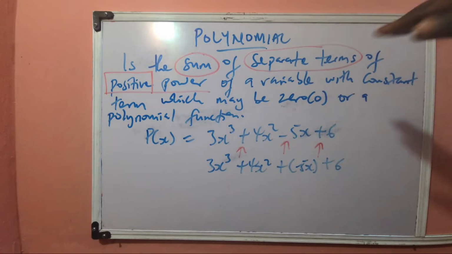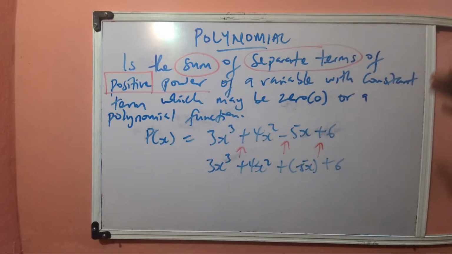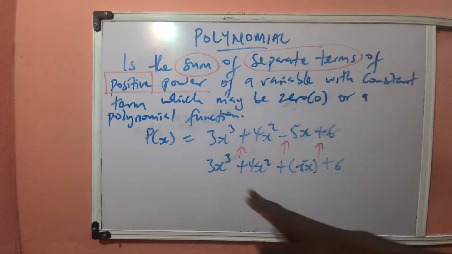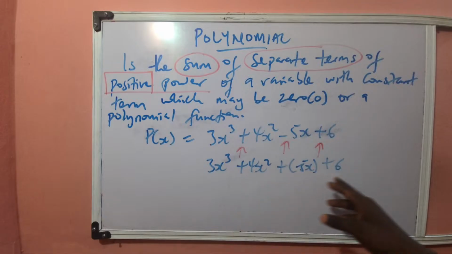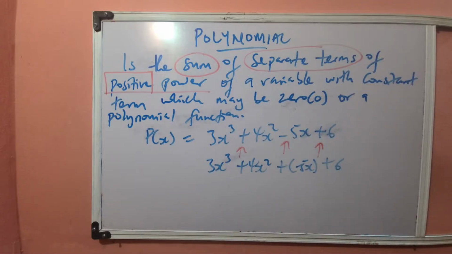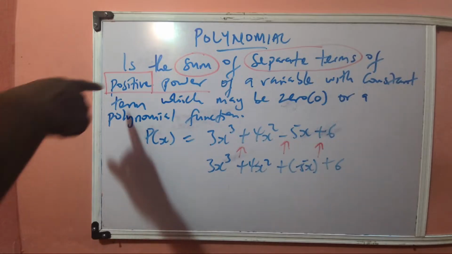Now, we said separate terms. You can say this is a term, this is a term, this is a term, this is a term. So we can have one term, we can have two terms, we can have three terms. It's all fine. It's still a polynomial. So that's that about that. Now, this is the next one I want to talk about, which is a very key ingredient for defining your polynomial. And that's the word positive power.